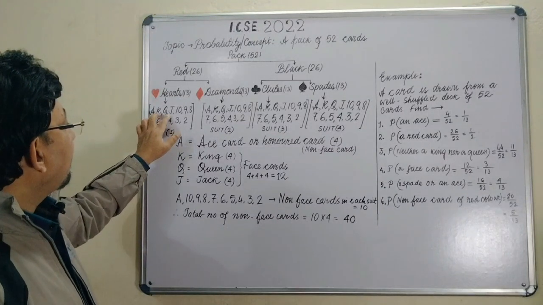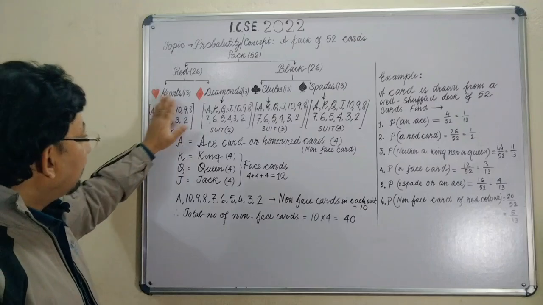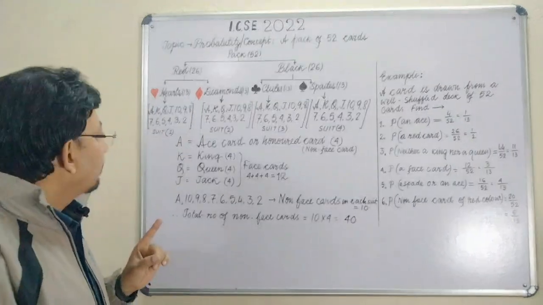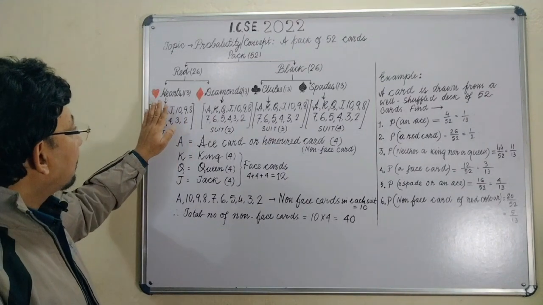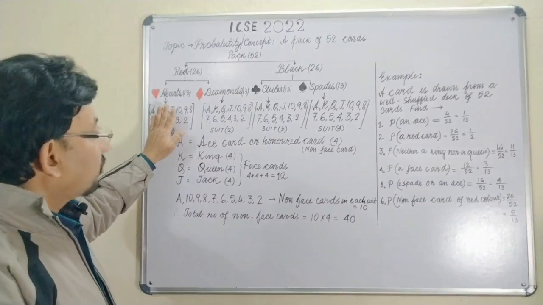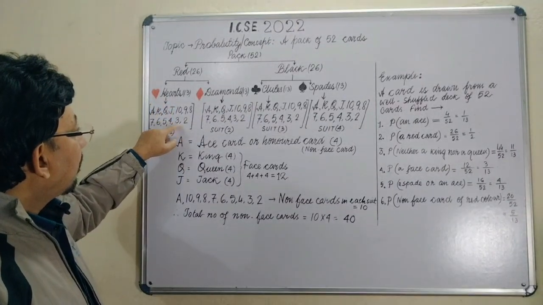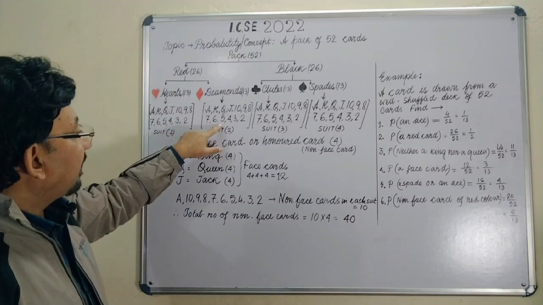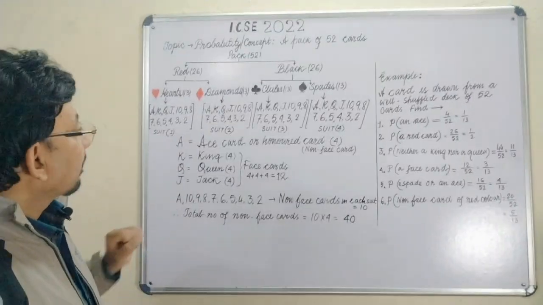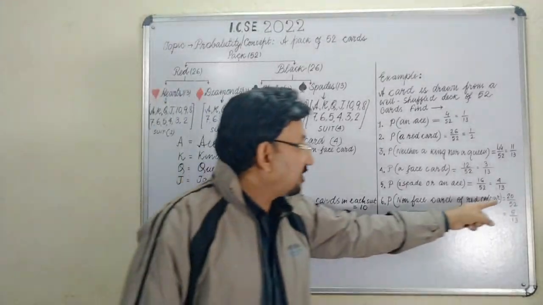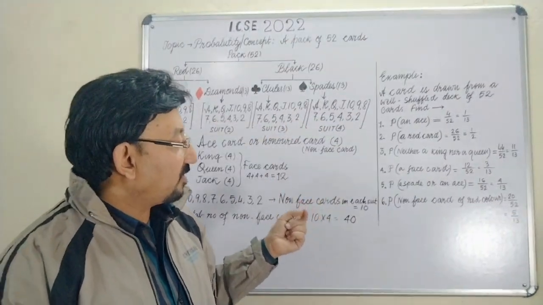So these 3 are the face cards, king, queen, jack. So excepting king, queen, jack in this suit, all are non-face cards. So 13 minus 3, that is 10 non-face cards are there in this suit of red color. So 10 plus 10, here also 10 non-face cards are there. So 10 plus 10, 20 by 52 is the probability of non-face card of red color.